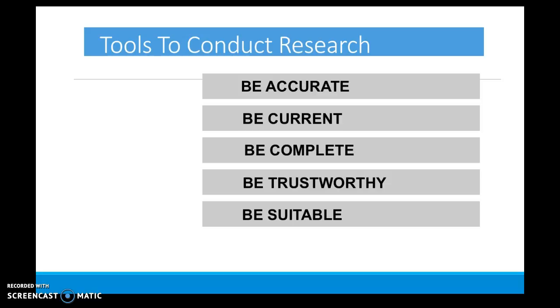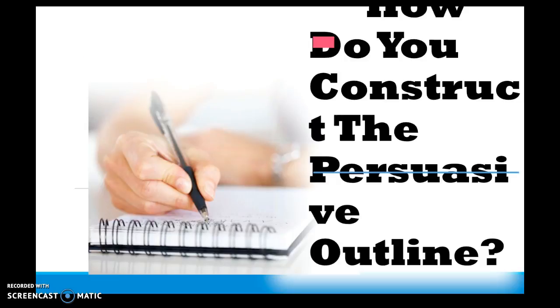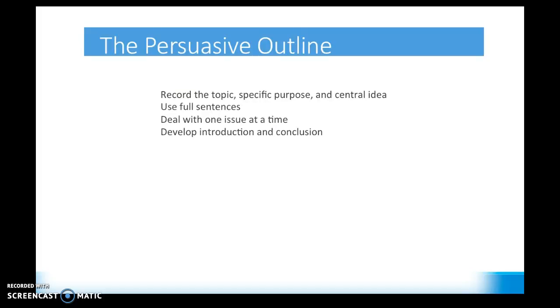Complex topics require good detective work, and all of the answers will not be found in one place. Use the table on page 369 in your book to guide your research and determined by the proposition you are proposing. Now then, you can talk about how you construct the persuasive outline. The persuasive outline is you record the topic, specific purpose, the central idea, you use full sentences, deal with one issue at a time, and then, just like the other speeches you do in this class, develop the introduction and conclusion after you're done the body.